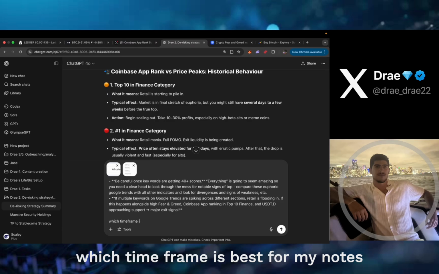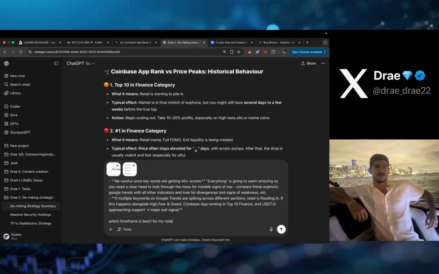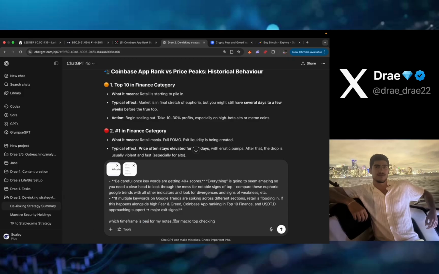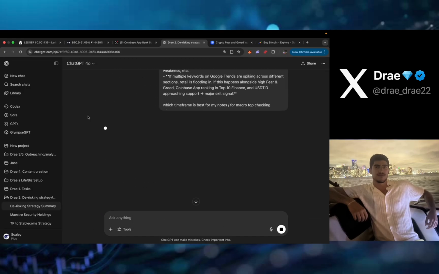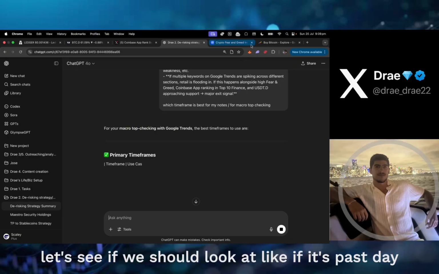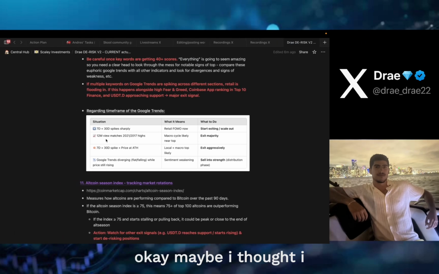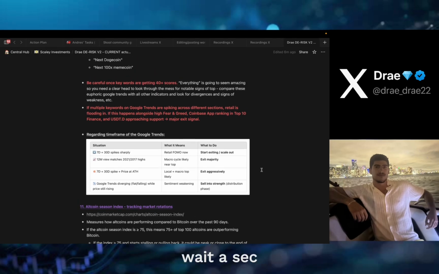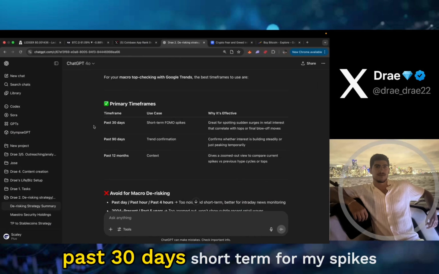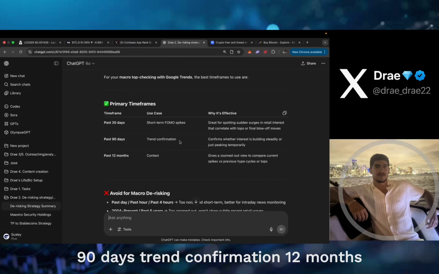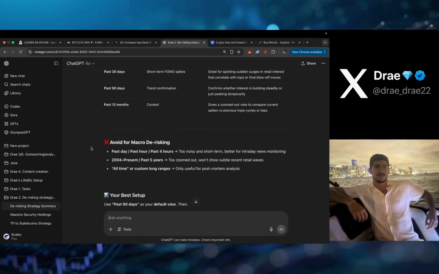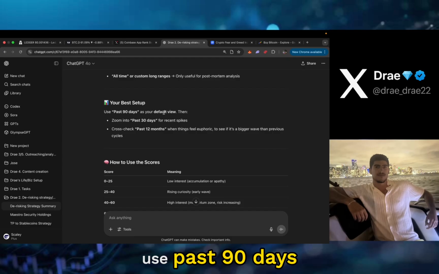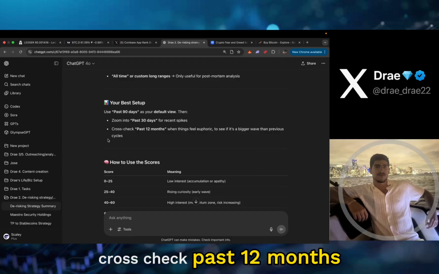Which time frame is best for my notes for macro top checking? There you go. Let's see if we should look at past day. Okay, maybe I thought I wrote notes here. Wait a sec. Past 30 days short-term for spikes, 90 days trend confirmation, 12 months. Use past 90 days. Cross-check past 12 months.